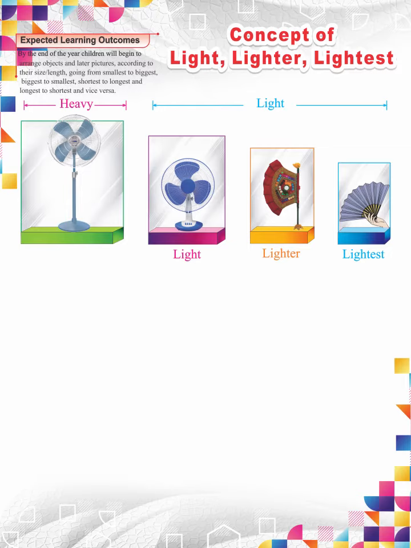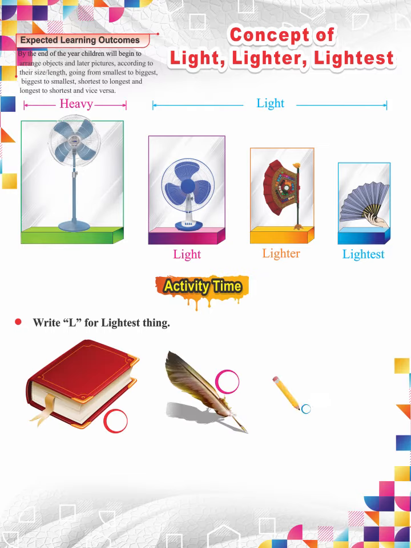Let's have activity time. Write L for lightest thing. Write L in the circle by the feather because it is the lightest. The pencil is lighter while the book and ball are light.